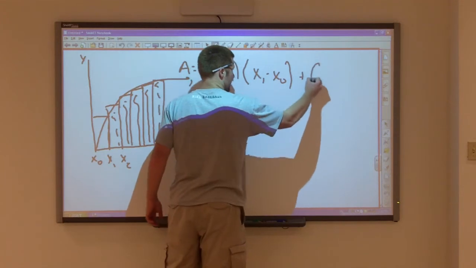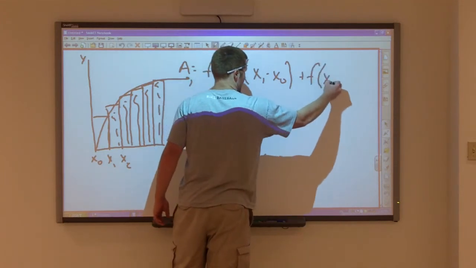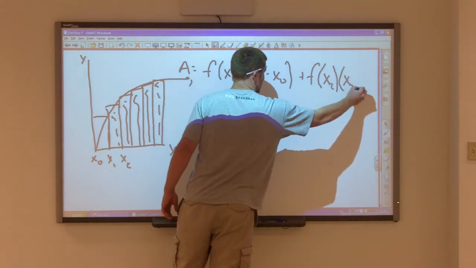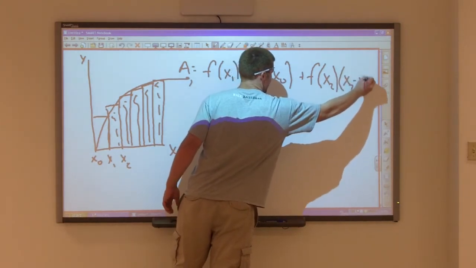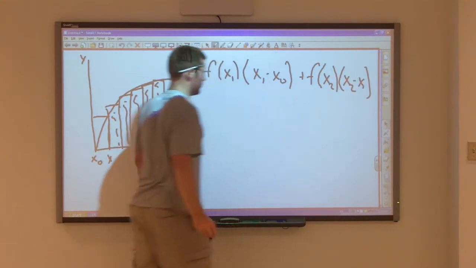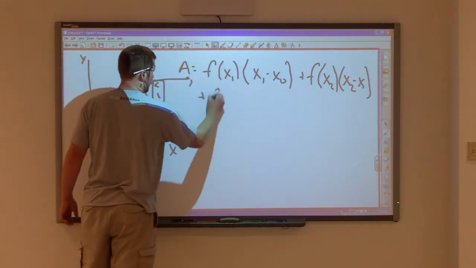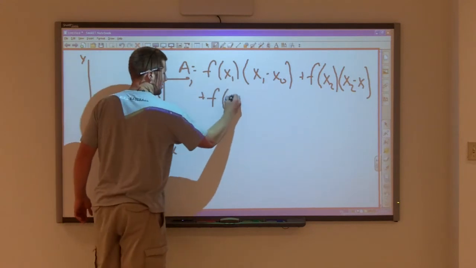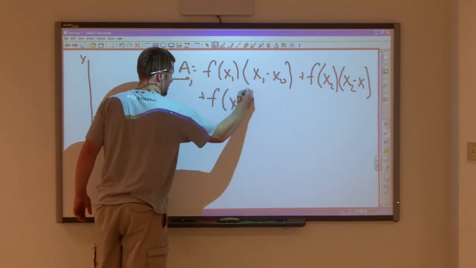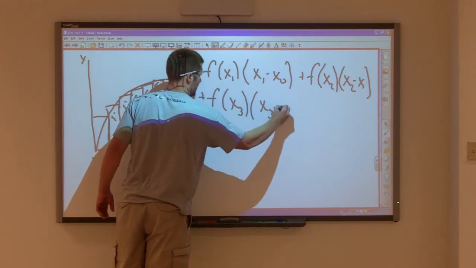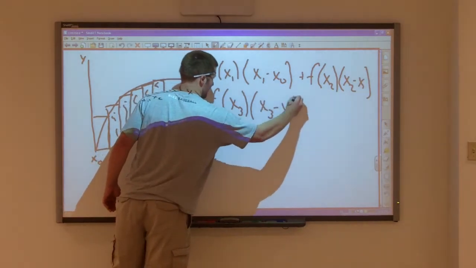Then we would have f of x sub 2 times x sub 2 minus x sub 1. That's our second term. Go ahead and write the third term too, so that we can see a pattern. f of x sub 3 times x sub 3 minus x sub 2.